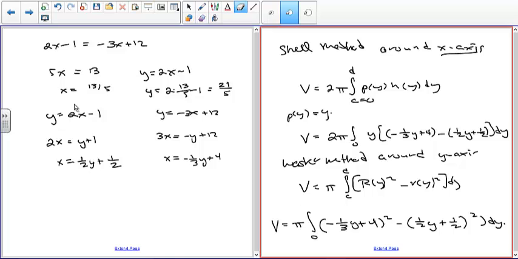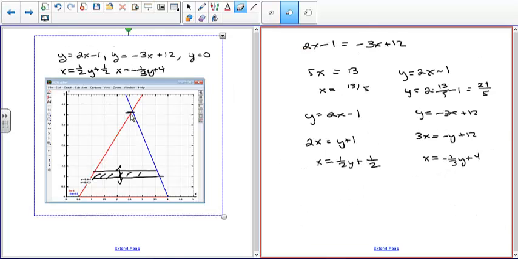21/5. Let's double check the figure. So 21/5 should be a little bit over 4, which it is. Okay, so that looks reasonable. The blue curve is the one with the negative slope, and if you solve for x, you'll get x equals -1/3 y plus 4 over here. And this equation, which is the red curve because it has a positive slope, you solve for y, you get x equals 1/2 y plus 1/2. So that's the second one.